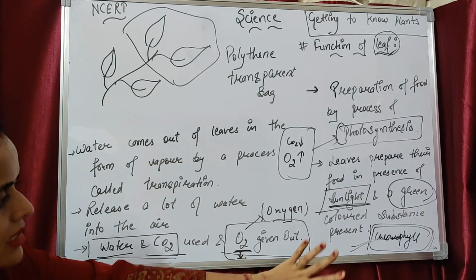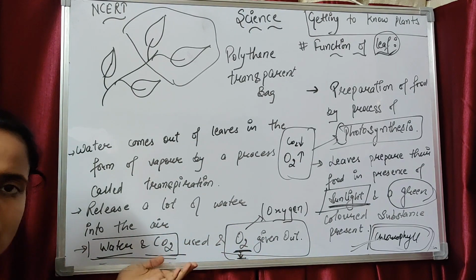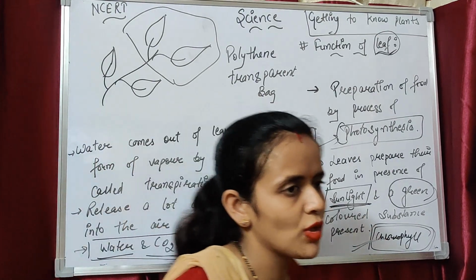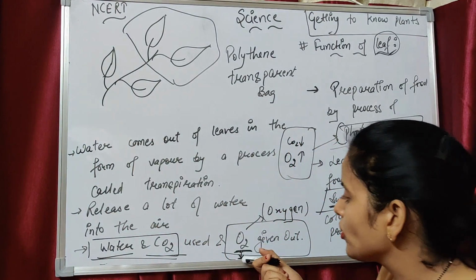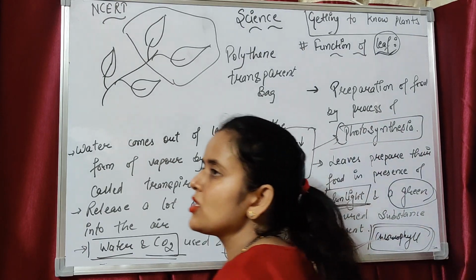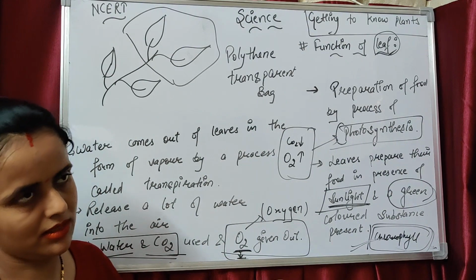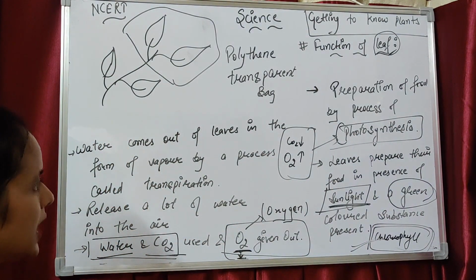Clear? Photosynthesis, chlorophyll, sunlight, O2, CO2. CO2 is taken by plants and O2 is released by plants. O2 is taken by people and CO2 is released. So O2 is provided by plants for the survival of animals and humans. Clear here?